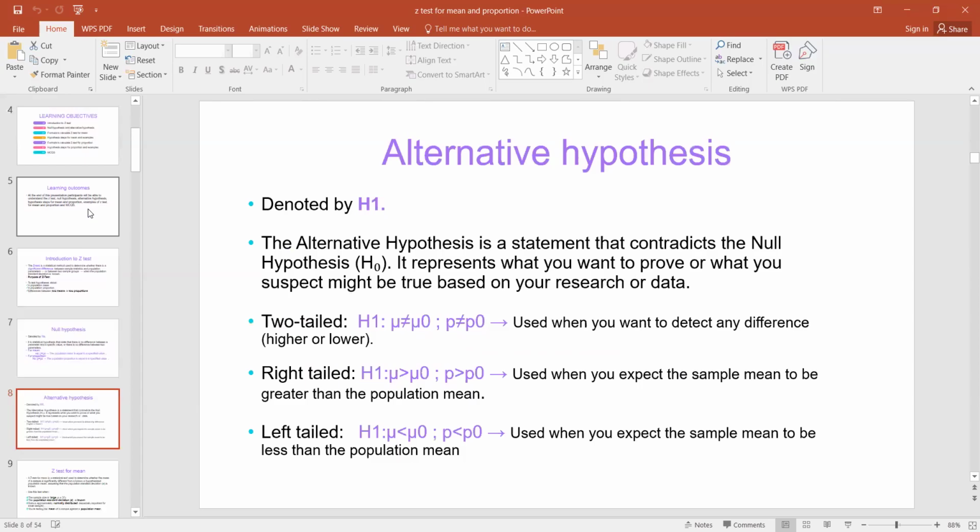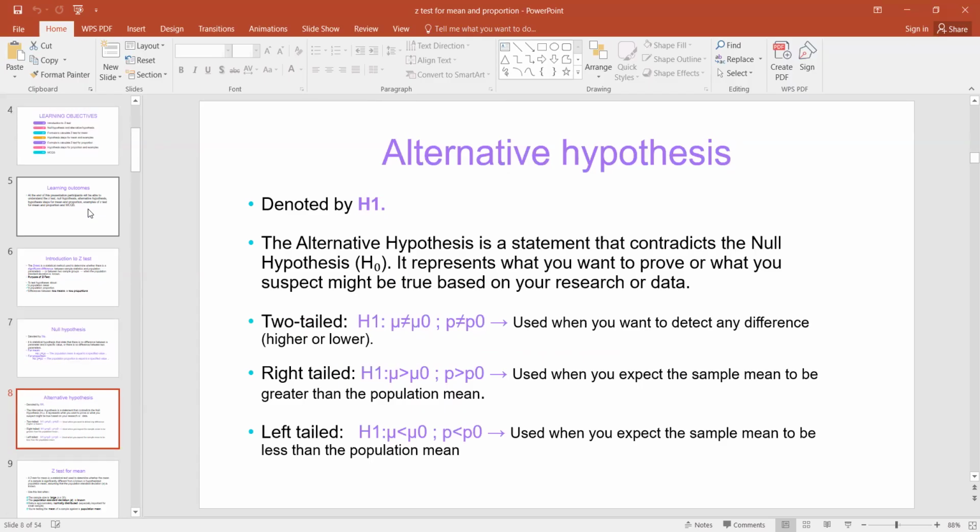Alternative hypothesis. It is denoted by H1. The alternative hypothesis is a statement that contradicts the null hypothesis. It represents what you want to prove or what you suspect might be true on the basis of your research or data. It might be two-tailed, right-tailed, or left-tailed. Two-tailed: for mean, mu is not equal to mu naught, and for proportion, P is not equal to P naught. Use when you want to detect any difference, higher or lower.